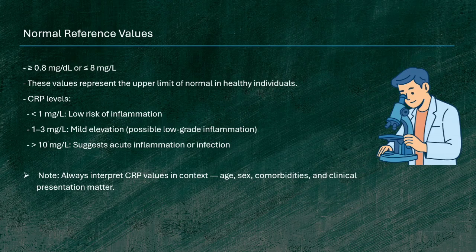CRP levels: less than 1 milligram per liter, low risk of inflammation; 1 to 3 milligrams per liter, mild elevation, possible low-grade inflammation; greater than 10 milligrams per liter, suggests acute inflammation or infection. Note: always interpret CRP values in context. Age, sex, comorbidities, and clinical presentation matter.